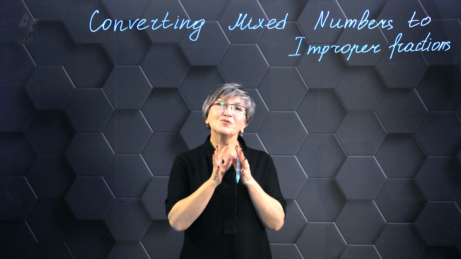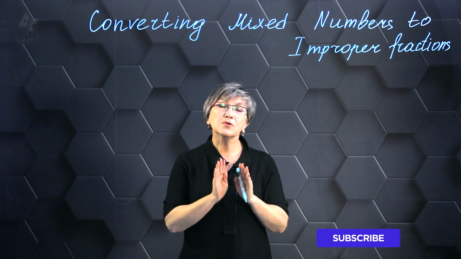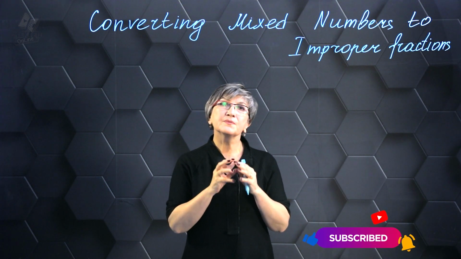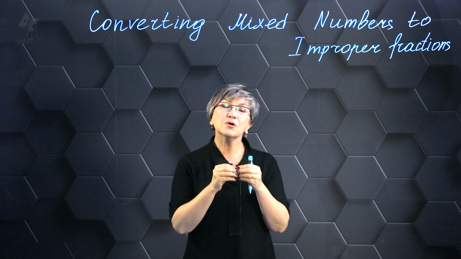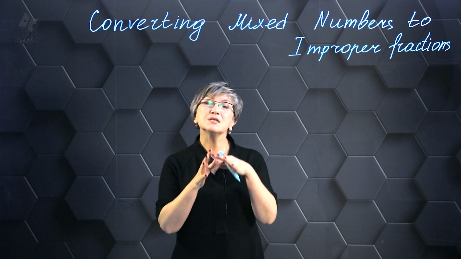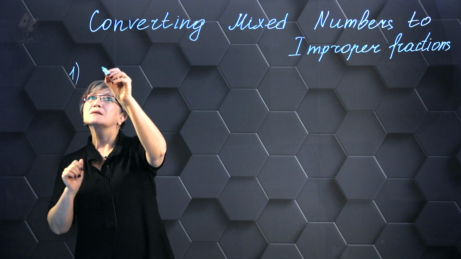Hey guys! Today in class we're continuing to convert a mixed number into an improper fraction. We know that there's a certain algorithm: in order to convert a mixed number into an improper fraction, we need to multiply the whole number by the denominator and then add the numerator. Jot it down, write it down, all right, example.